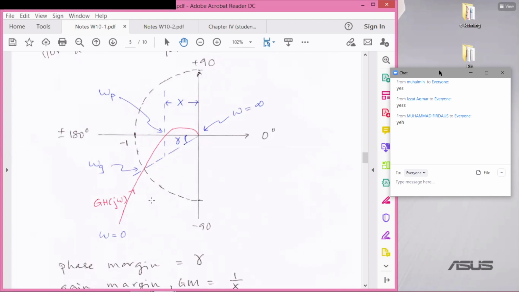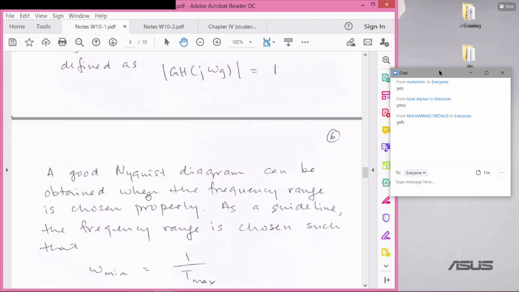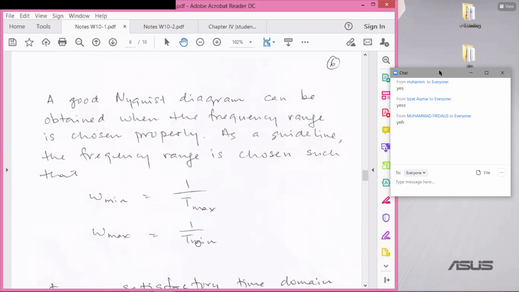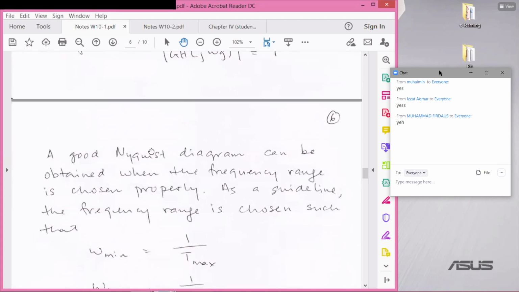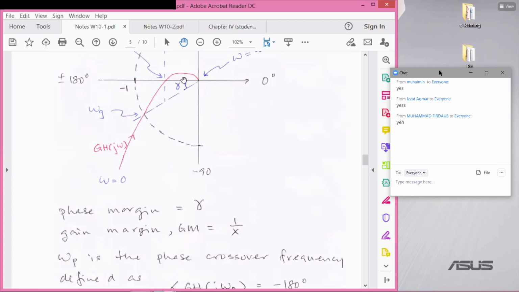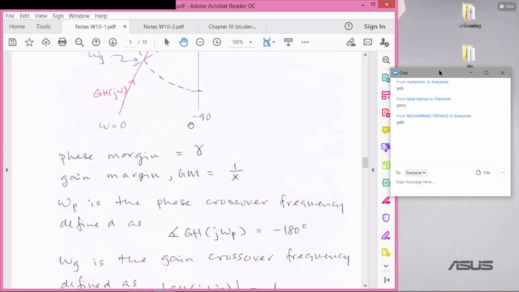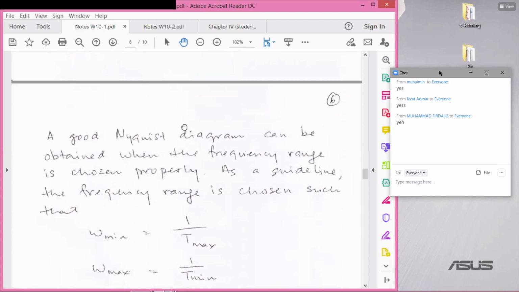So there is a guideline that you can use. A good Nyquist diagram can be obtained when the frequency range is chosen properly. You need to choose properly, otherwise your distribution of points will not be well distributed. How do you do that?